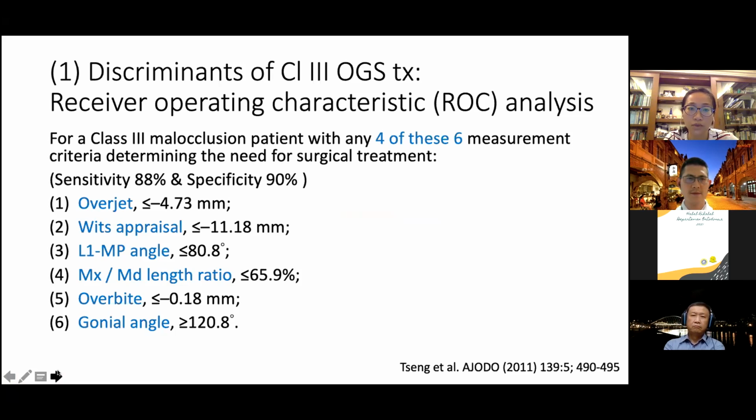Second, Wits appraisal less than 11.18 millimeters. Third, lower incisor to mandibular plane angle less than 80 degrees. Fourth, maxillary to mandibular length ratio less than 65.9%. Fifth, overbite less than 0.18 millimeters. Sixth, gonial angle larger than 120.8 degrees.